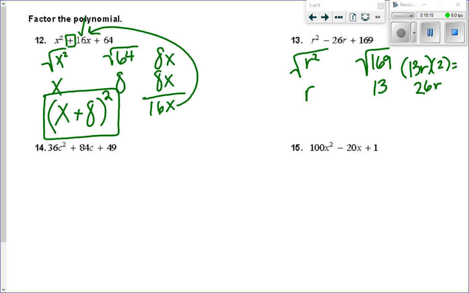So we know that does match the middle one, except we've got a negative right here. So 26r is not actually equal to negative 26r. We've got to make that a negative, which means we've got to make that 13 a negative, which means our answer is r minus 13 squared.